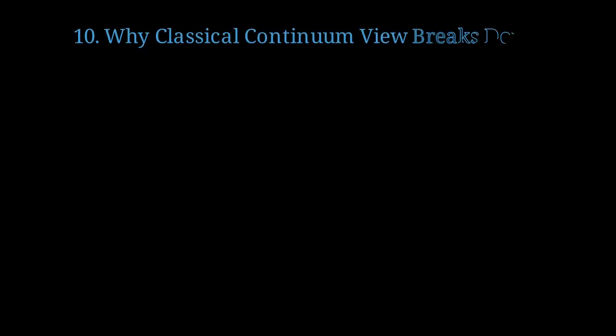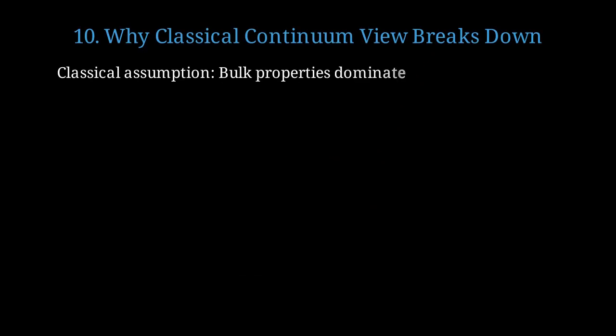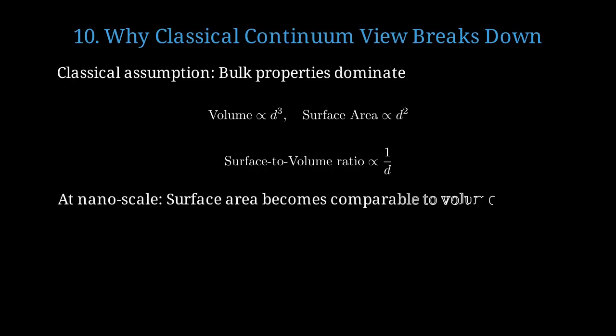Let's understand why our usual continuum description fails. The classical continuum view assumes that bulk properties dominate, and surfaces are just boundaries. Volume scales as diameter cubed, while surface area scales as diameter squared. So the surface-to-volume ratio scales inversely with diameter. At the nanoscale, surface area becomes so large relative to volume that surface effects dominate everything.